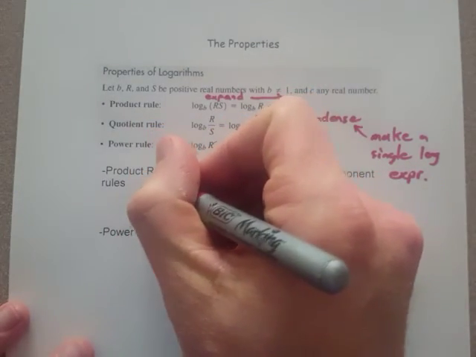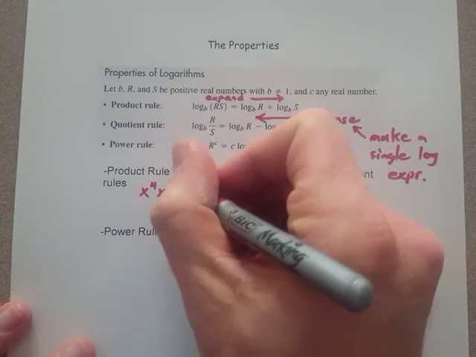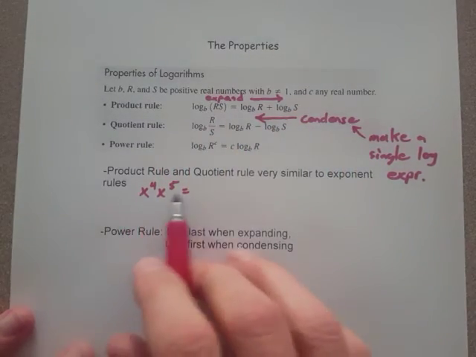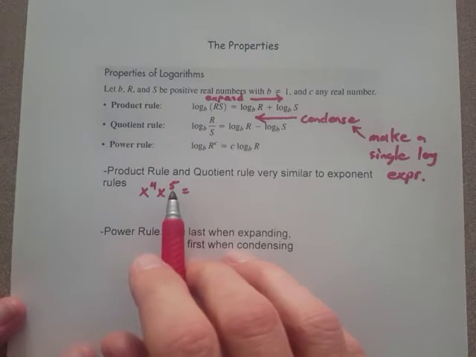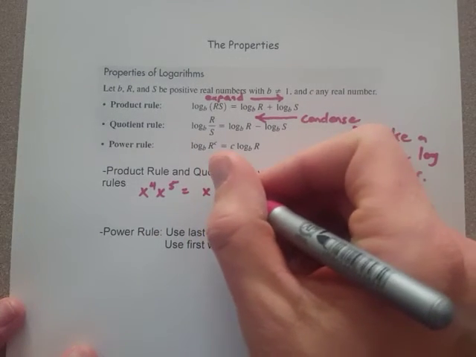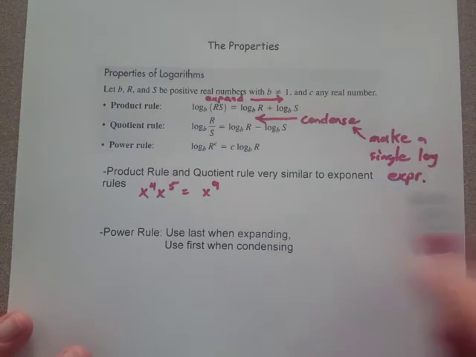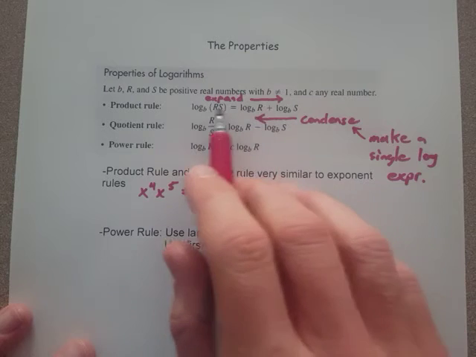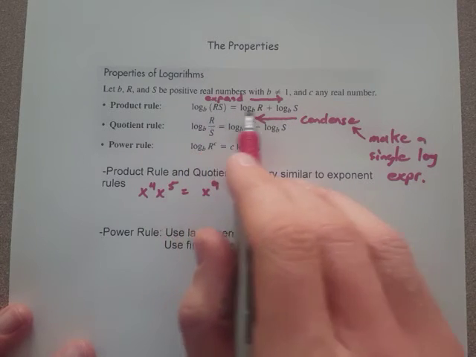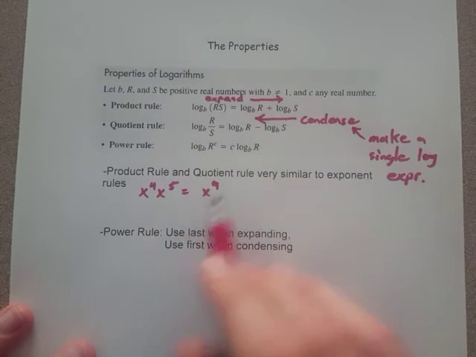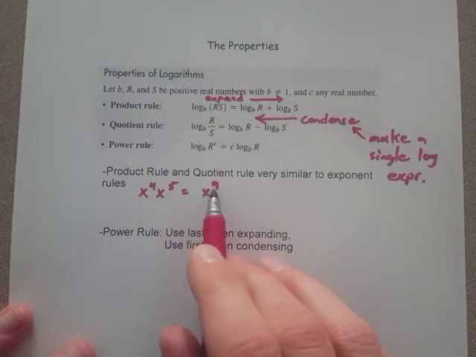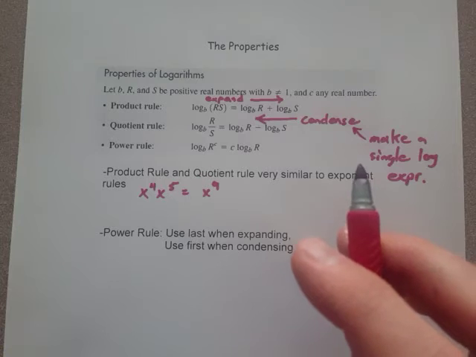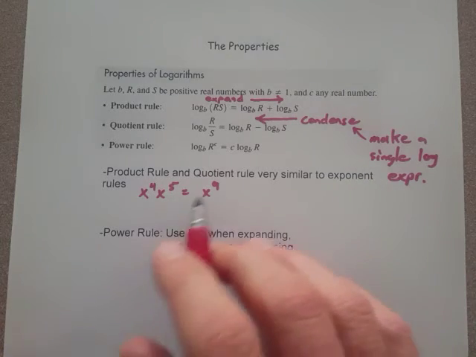X to the fourth times, let's say, x to the fifth. What we do with those exponents, if we're multiplying powers together, remember that we add exponents, and so that's x to the ninth. That makes sense judging by this product rule, because multiplication goes with addition. Here, multiplication goes with addition.